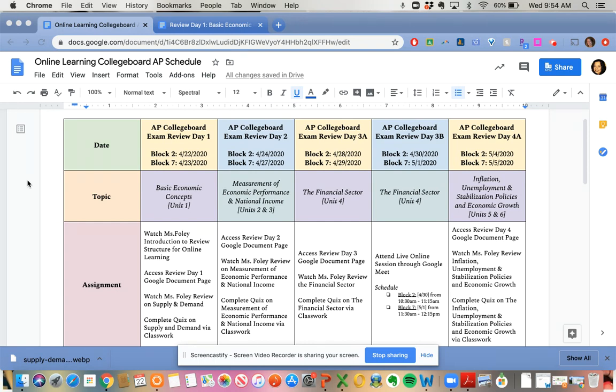And as you notice today, these are the dates. If you're block 2, you're doing this on the 22nd. If you're block 7, you're doing this on the 23rd. The topic is basic economic concepts, so this is Unit 1. This is applicable for the macroeconomic exams and the microeconomics exams. It's the only topic that is in both.